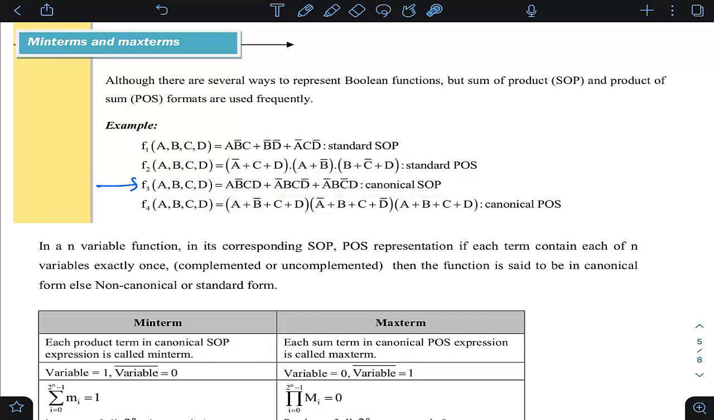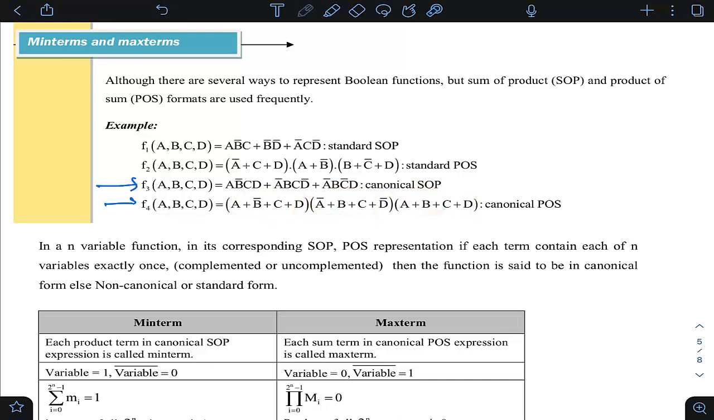What is the criterion? Each term should contain all the 4 variables. If the function is of 10 variables, every term should contain all the 10 variables. It could be in normal form or complement form. Like here, B is present in complement form. Here, A and D are present in complement form, and B and C are in normal form. It doesn't matter, but all the variables should be present either in normal form or in complement form. Similarly, if you see the function f4, this is also in canonical form because it is a 4 variable function, and all these terms contain all the 4 variables.